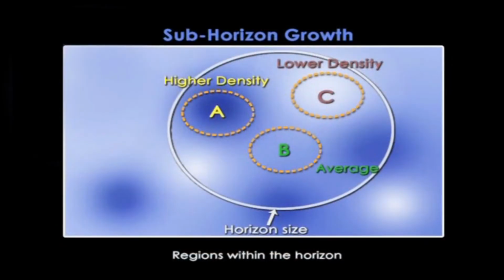Okay, now let's look at subhorizon growth. Here's the same situation as before, but with our three regions, A, B, and C, now well within the horizon size. So in this situation, each region feels the gravitational pull of the material within a horizon's distance. So there are local gravitational forces where denser regions actually pull material in from nearby less dense regions, and so they get denser. And then meanwhile, the less dense regions, because they're losing material to the denser regions, get even less dense. So once again, for completely different reasons this time, the roughness increases.